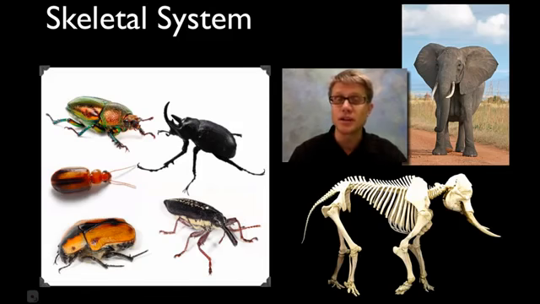Before we get to the human skeletal system, you should know that there are two different types of skeleton. We could have an exoskeleton, in other words, a skeleton on the outside like we find in these beetles, or we can have an endoskeleton. That's like us. We have our skeleton on the inside.